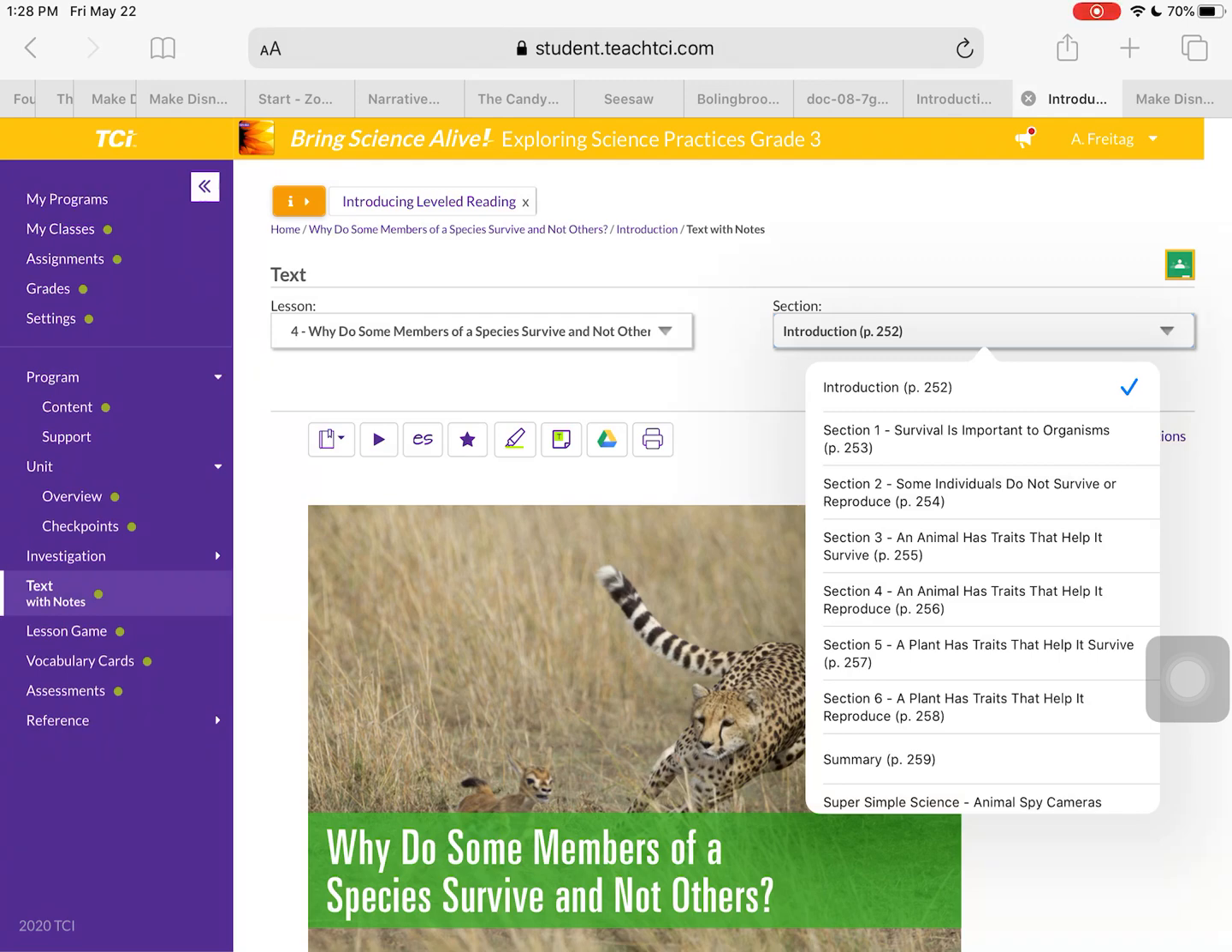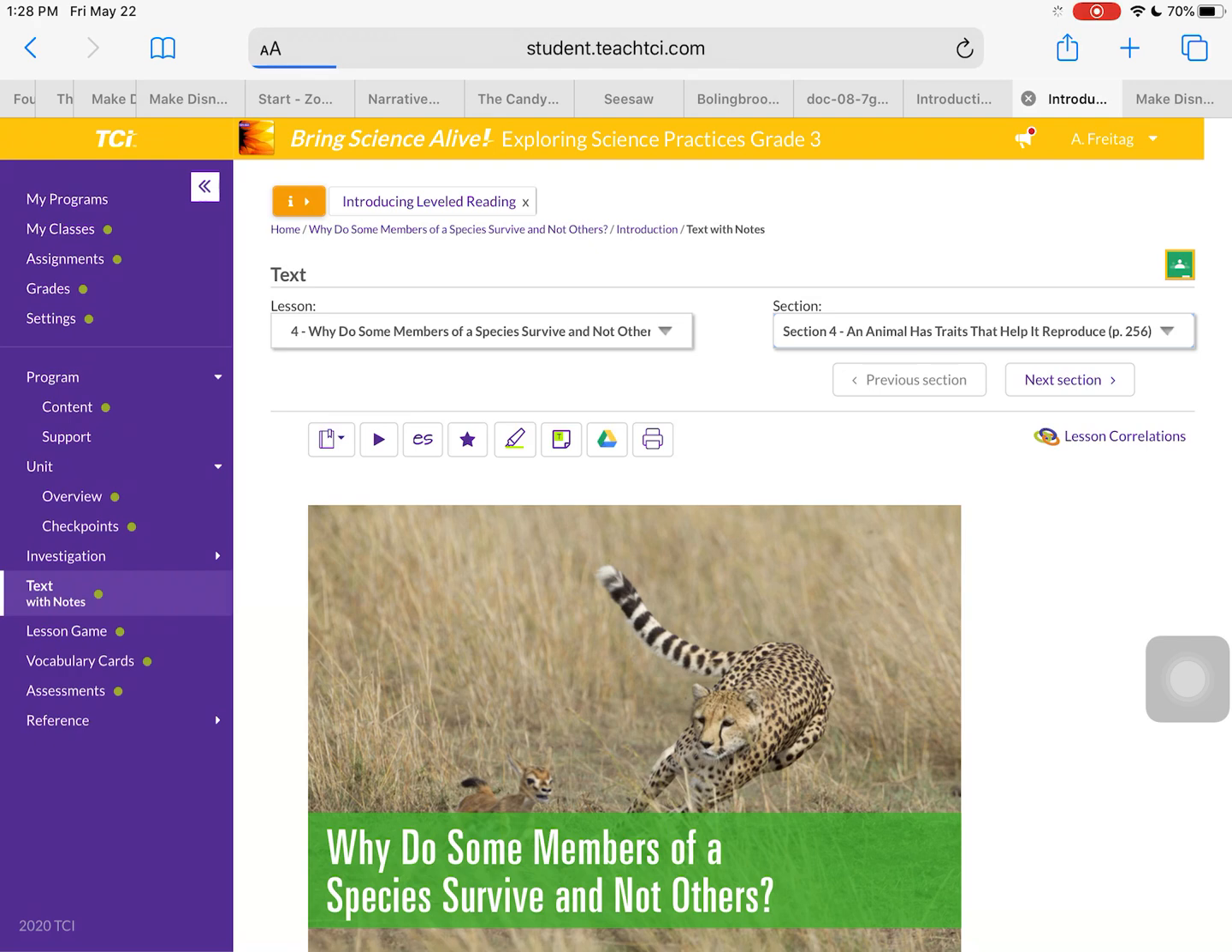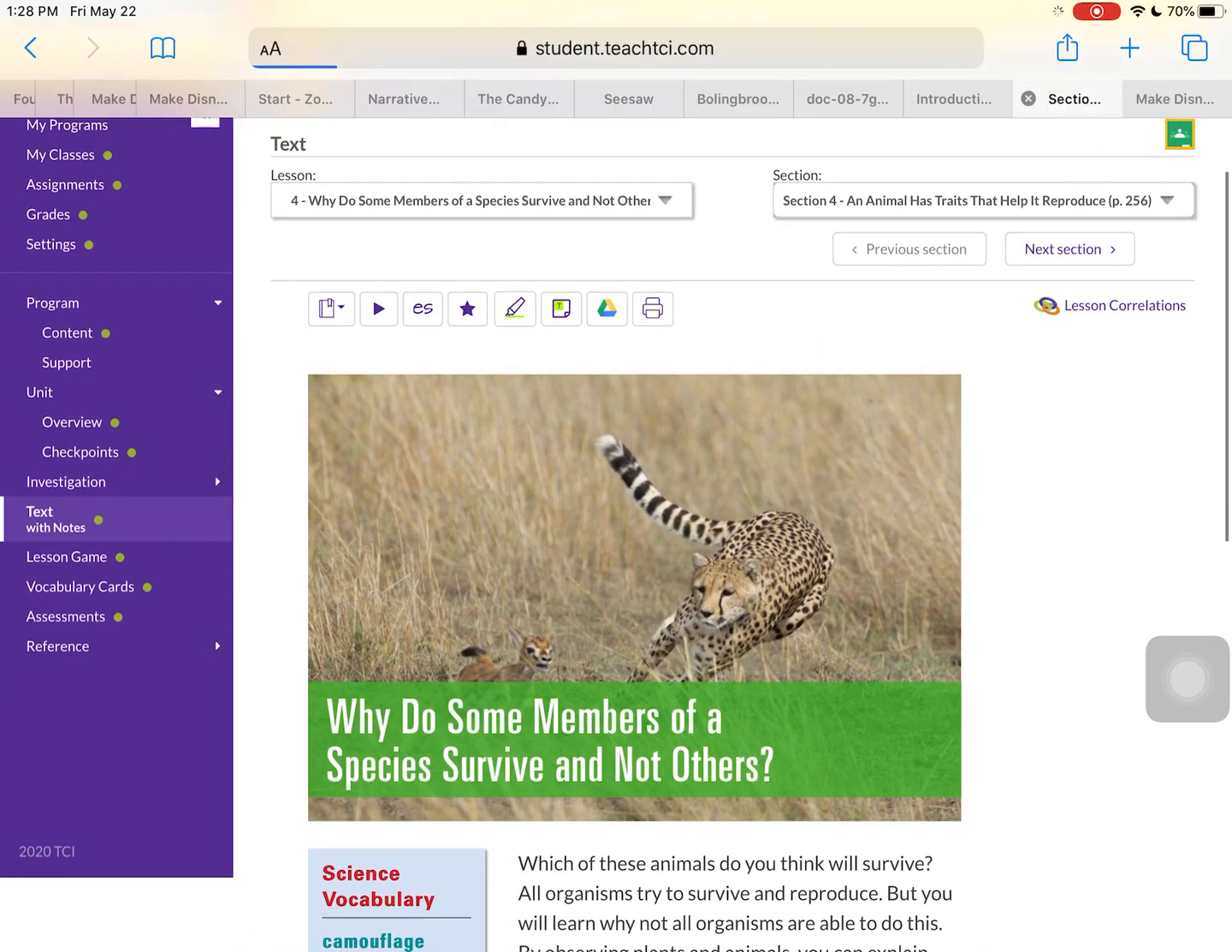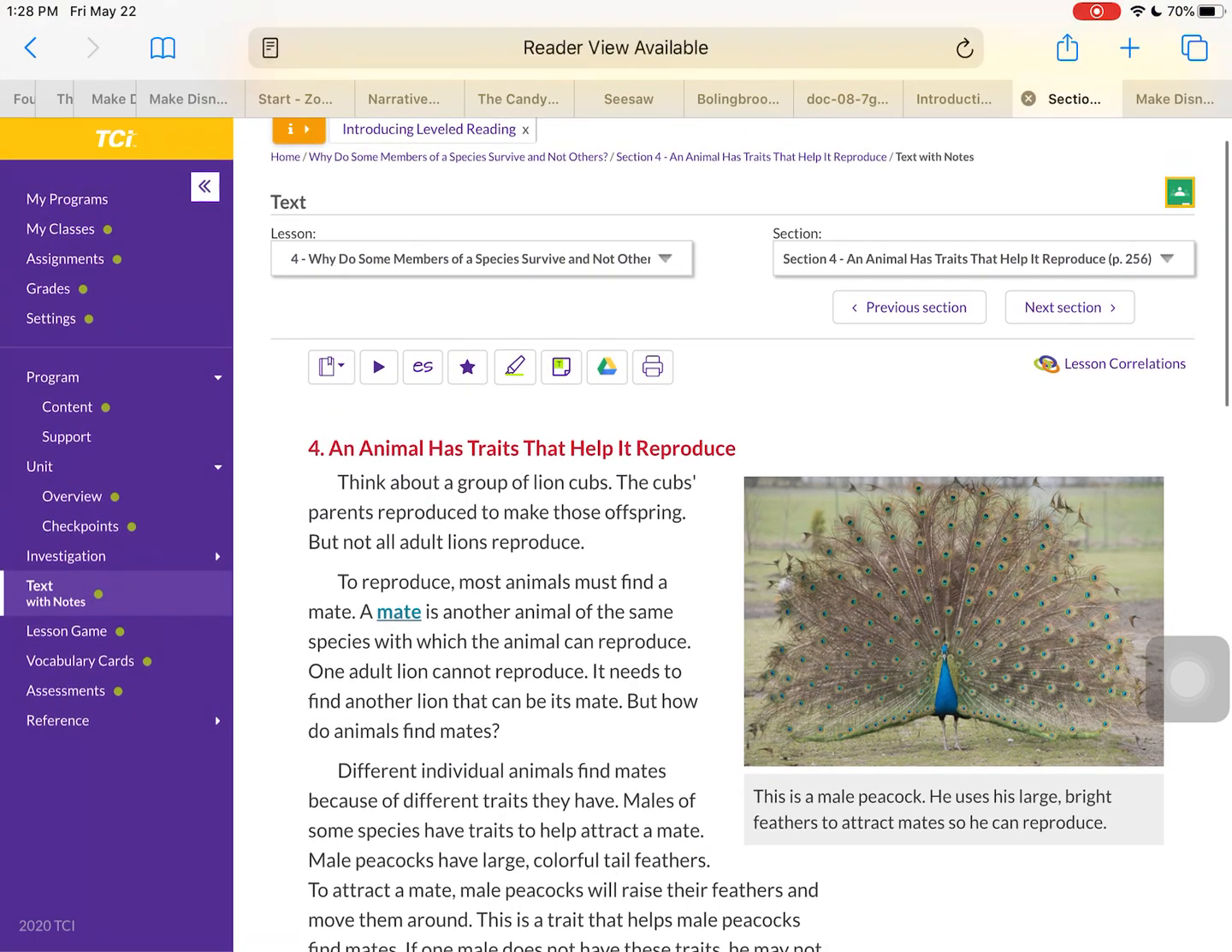All right, hi guys. So today for science, we're going to be reading section 4 and 5 in the text with notes. So, section 4, an animal has traits that helps it reproduce.